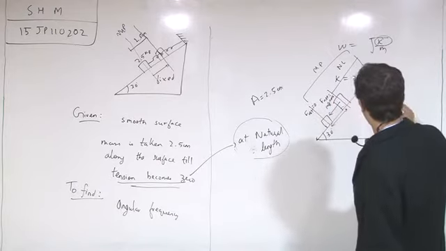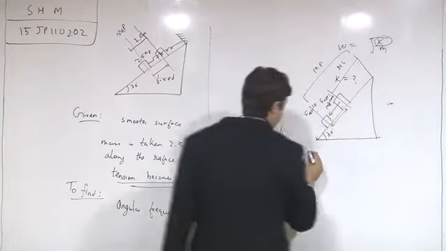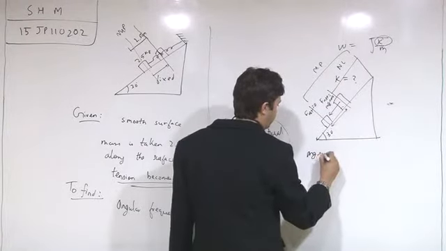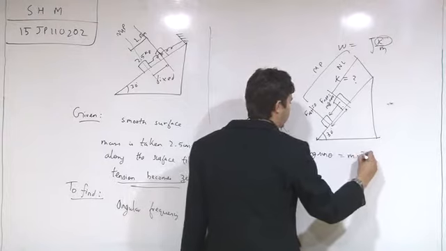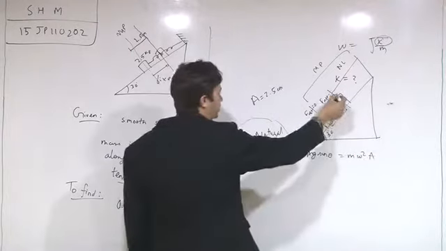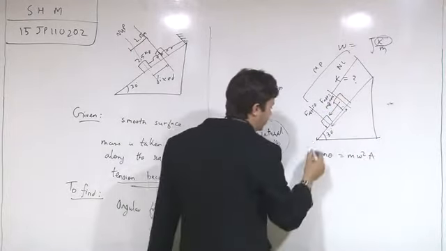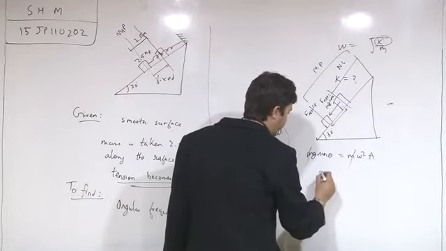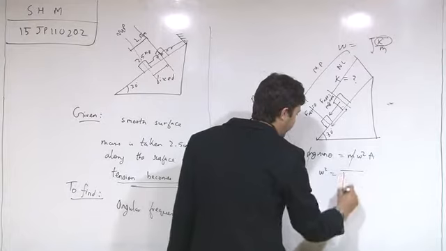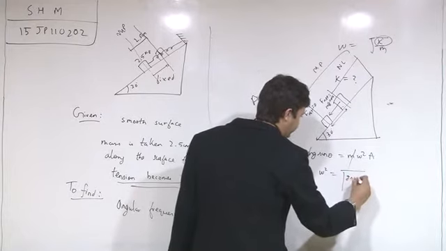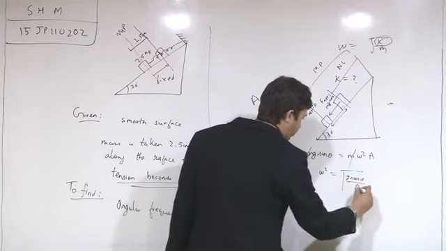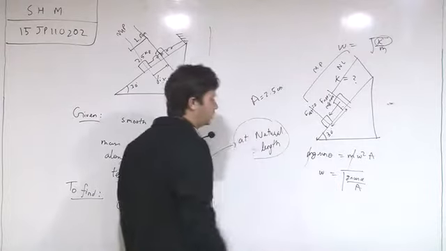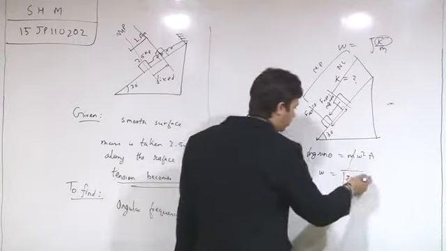We can always say that mg sin theta must be equal to m omega square a, since this was the force acting at the extreme position. So cancelling out m, we can get omega directly from here itself, which is g sin theta upon a. Omega is equal to under root g sin theta upon a. So no need of under root k by m.